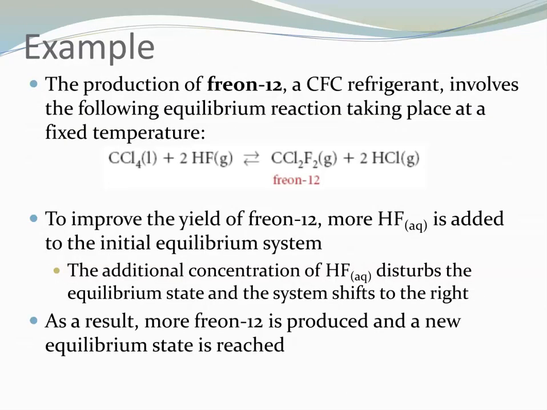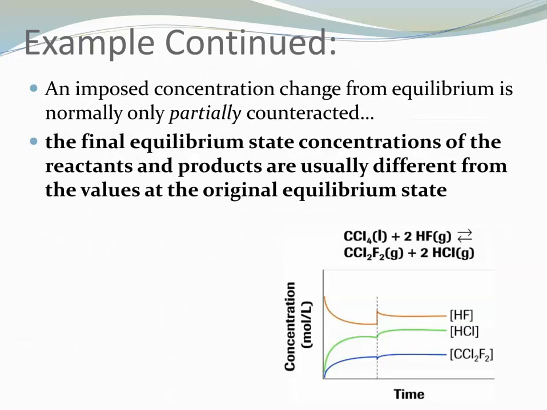In this example, the reaction of carbon tetrachloride with hydrogen fluoride is used to create Freon, which is a refrigerant. This system is in equilibrium. If somebody wants to improve the yield of Freon, additional hydrogen fluoride can be added to shift the equilibrium to the right. When the system reaches equilibrium, the concentrations of the reactants and the products will not be the same as before equilibrium was disrupted.